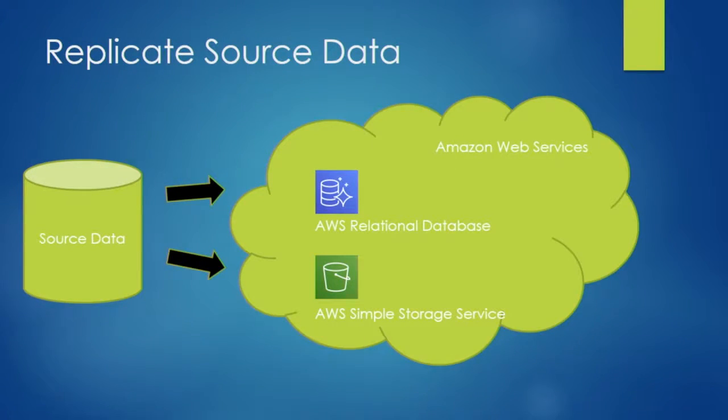So that first step is to replicate the source data. We take it from a source system or service and bring it into AWS, either into a relational database, if its source is a relational database, or AWS's S3 service, simple storage service.